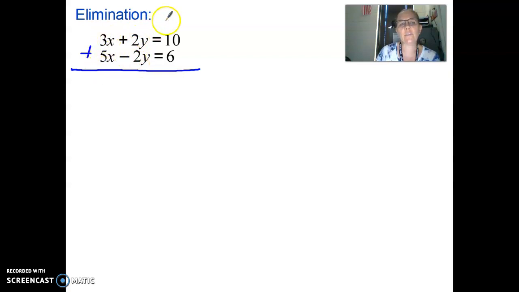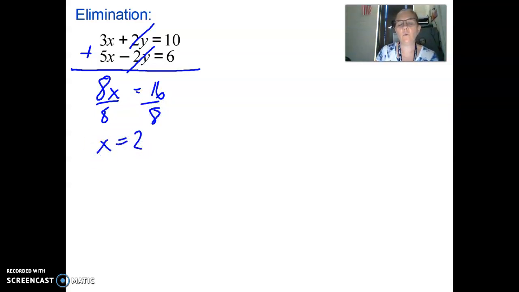So I'm just going to add straight down. 3x and 5x makes 8x. Positive 2y and negative 2y cancel out. 10 plus 6 is 16. All right, let's divide by 8 on both sides. And I get x equals 2, which is not the answer, right? Because I got to have a point.